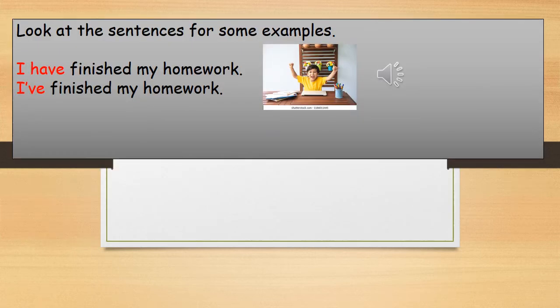Let's have a look at these sentences for some examples. In the red, you can see the words that we are contracting or making shorter. I have finished my homework. Little boy goes, yay! We can make the sentence easier and we say, I've finished my homework. You see how we have taken the space away and we've put the two words I and have together. We take away the two letters HA and we use the apostrophe to show that something is missing. I've finished my homework.